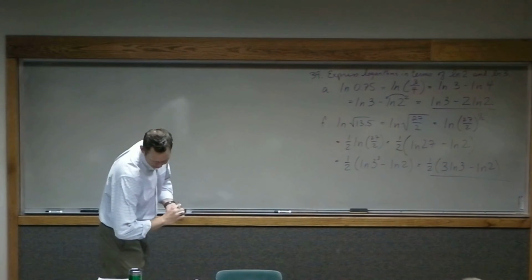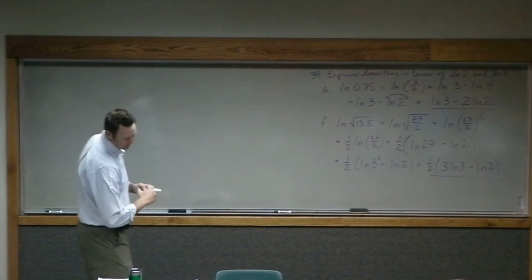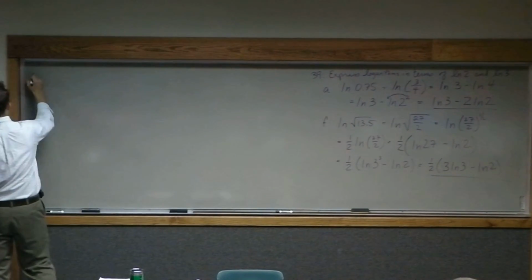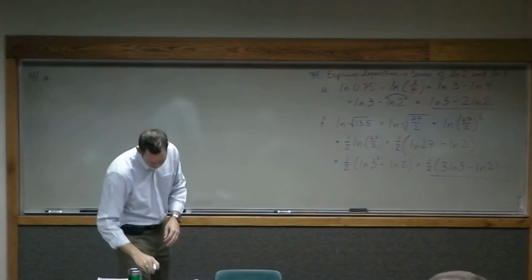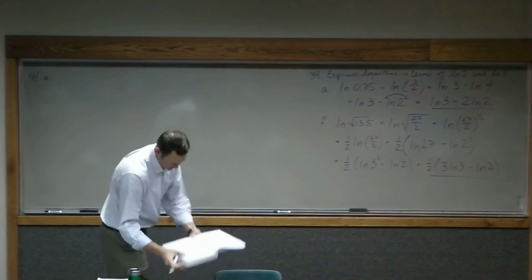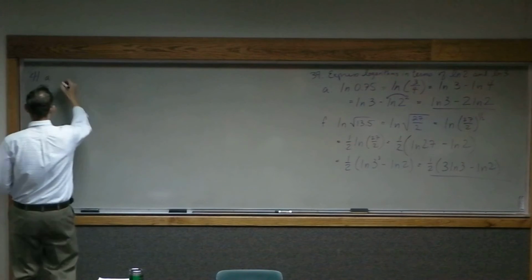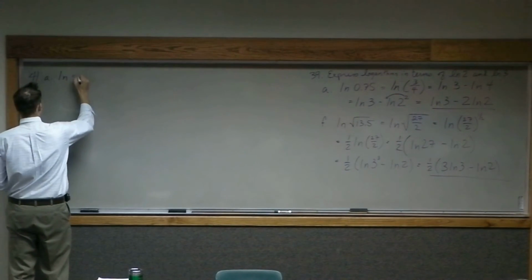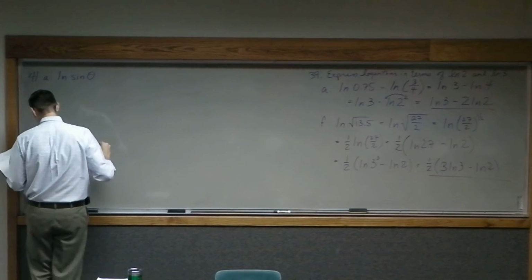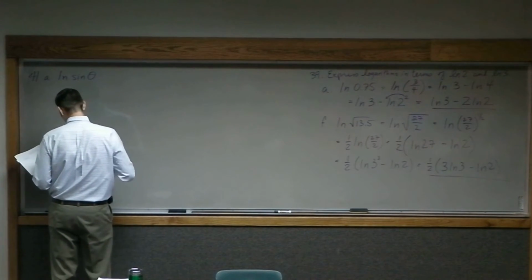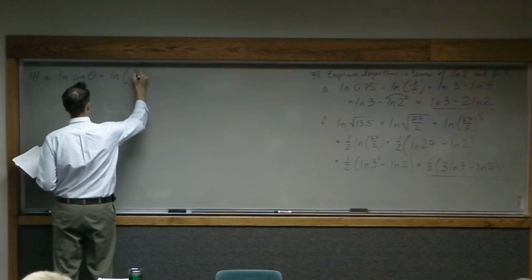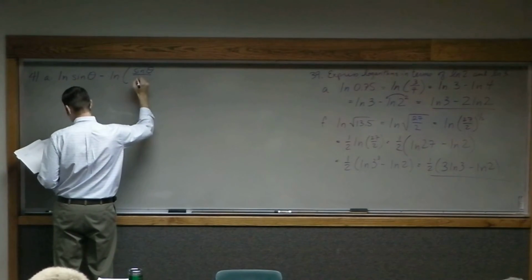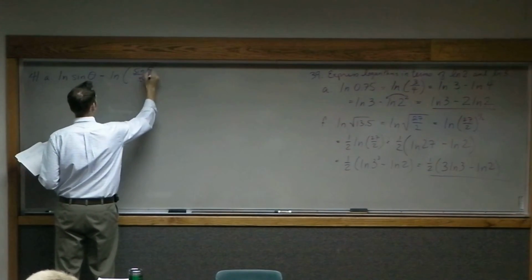Yeah. It says use properties of logarithms to simplify the expressions. 41, A. Natural log of sine of theta minus natural log of sine of theta over 5.